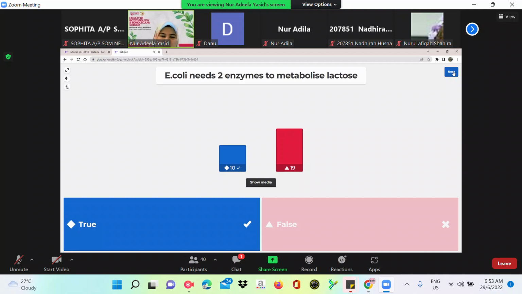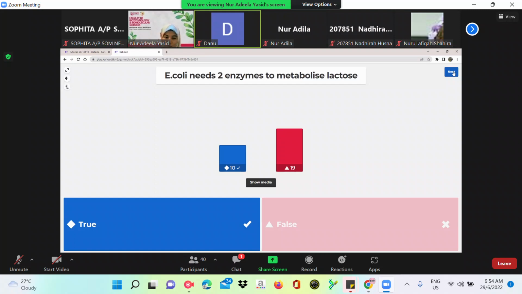Do you understand these questions? Who can explain what these questions ask you? It's kind of like lactose needs to be broken down compared to glucose.